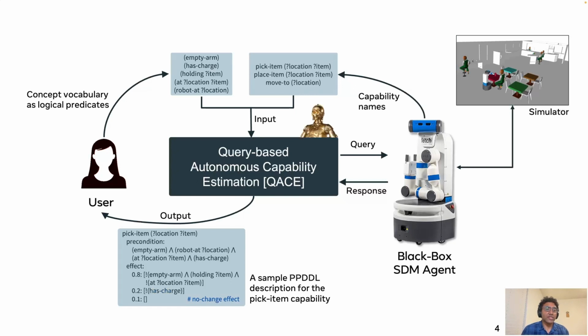So for each capability, we have a precondition that is the formula that must be true for that capability to execute. And effect is actually a set of effects where each effect is a formula that becomes true on executing that capability, and each of these effects has an associated probability with it.